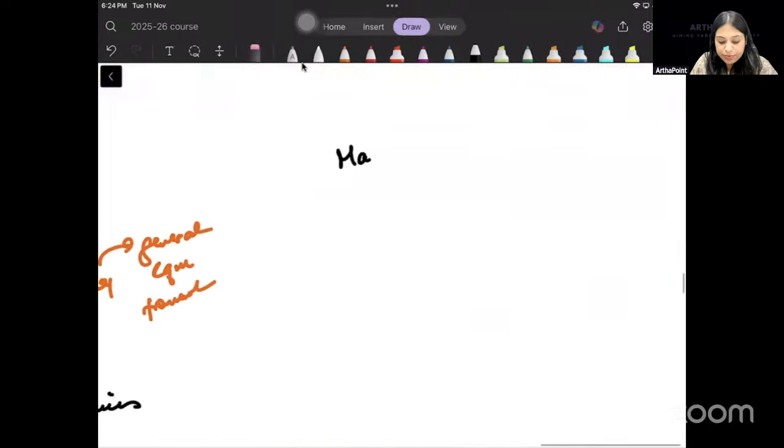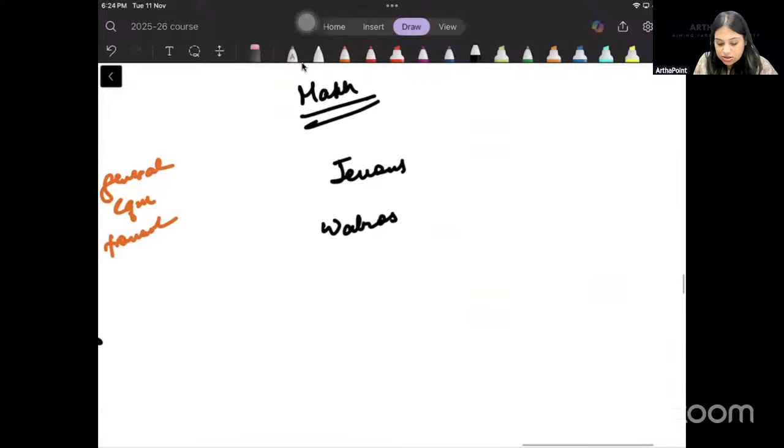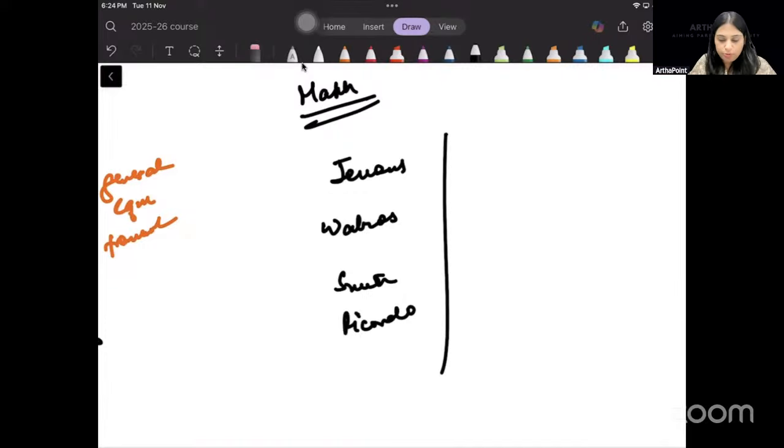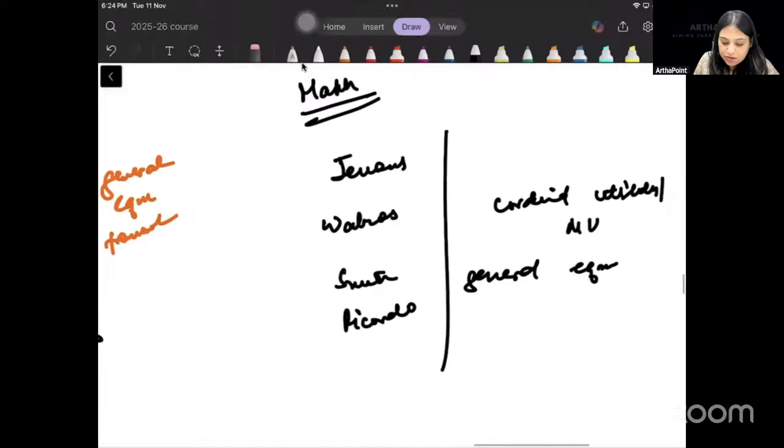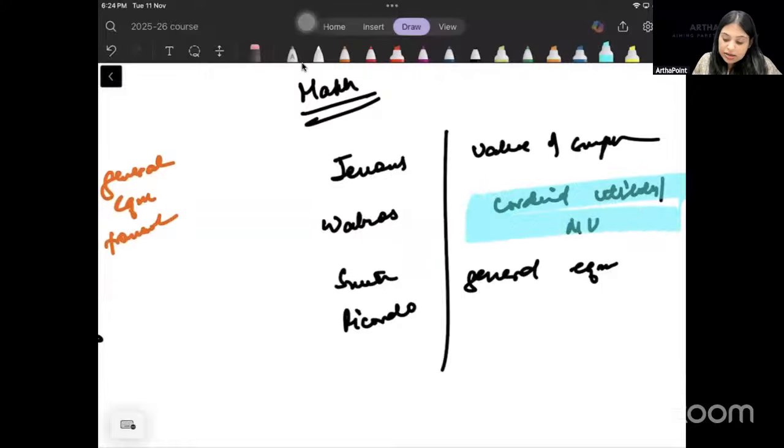So for example, in the question bank match the following, suppose you are given Jevons, Walras, Smith, Ricardo, and you are given options: here cardinal utility or marginal utility, general equilibrium, value of surplus. You're given some options. Now you will say, ma'am, why have you marked cardinal utility with Jevons? That was given by Marshall. You know it is wrong, ma'am.